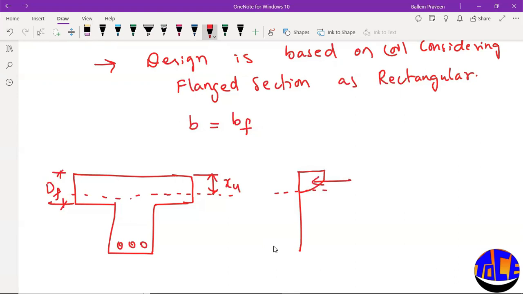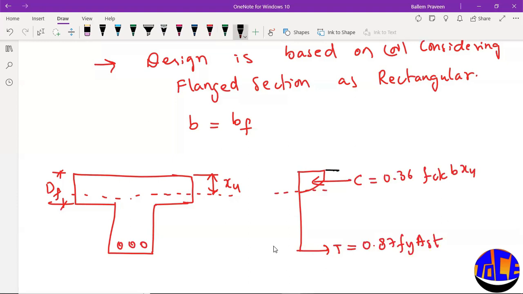Here you will be having C, and here you will be having T. The compressive force is the same as for a rectangular section, that is 0.36 fck xu into b. And the tensile force is 0.87 fy into Ast. This is 0.42 xu, and the lever arm is equal to d minus 0.42 xu.